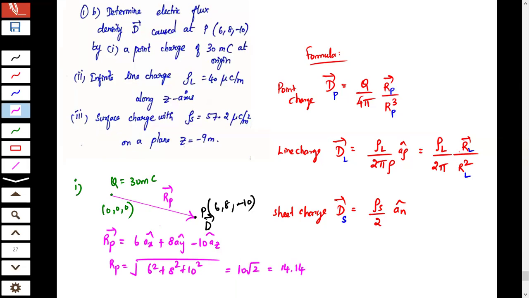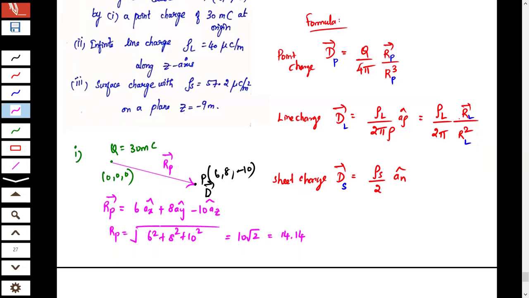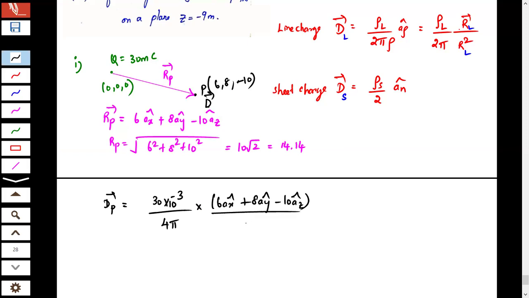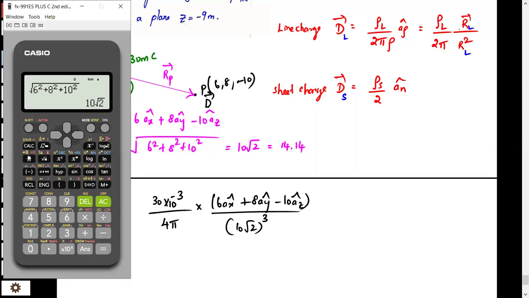Now we should find what is flux density D due to point charge. We can start writing in the formula, which is Q by 4 pi. So 30 milli divided by 4, sorry, it should be milli, 30 milli divided by 4 pi into vector R, which is 6 aX plus 8 aY minus 10 aZ divided by 10 root 2, the whole cube.